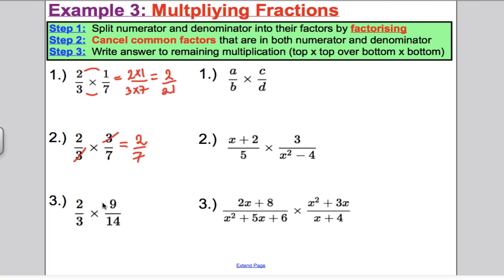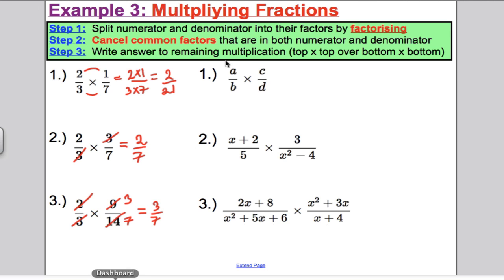Okay, what about this one? Part 3. Anything common here? Well, look, there's a 3 common on top and bottom. 9 would be 3 times 3, and there's a 3 here, and one of those 3's would cancel. And there's a 2 on the top and bottom, because 14 could be 2 times 7. So really what you've got is 2 over 3 multiplied by 3 times 3 over 2 times 7. And when you do some cross cancelling, you would just simply be left with the answer 3 sevenths. And it makes your life a whole lot easier.